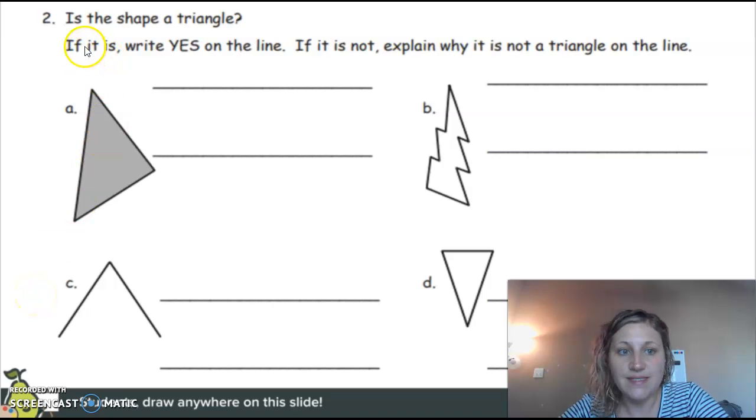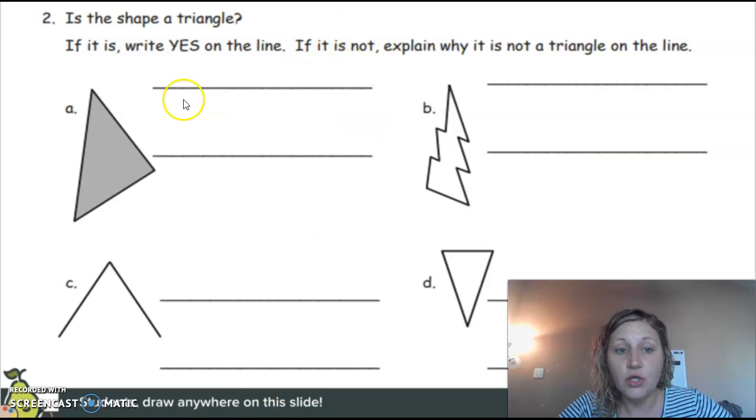Problem 2 is asking, is the shape a triangle? If it is, you're going to write yes on the line. If it is not, I need you to explain why it is not a triangle on the lines. So we've got 4 shapes here. We've got A, B, C, and D. For each of those shapes, I need you to think, is that shape a triangle?